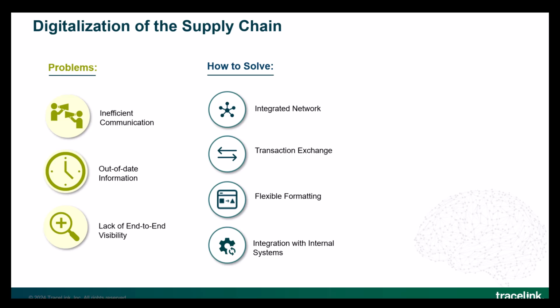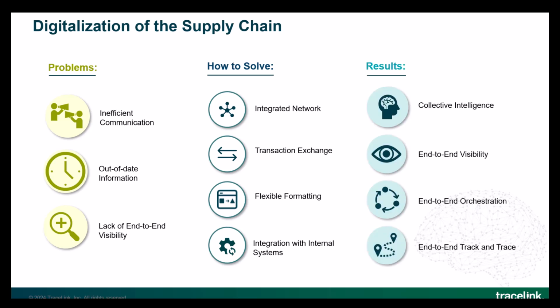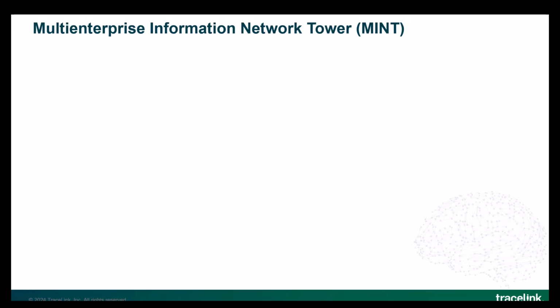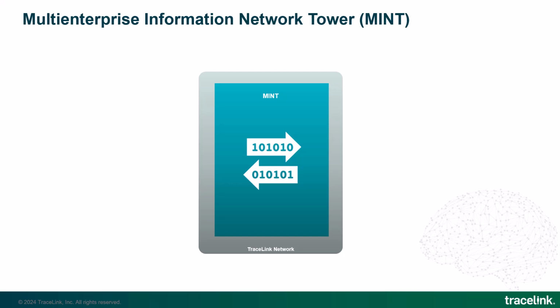By leveraging these key components, you can achieve greater visibility, agility, and efficiency in your supply chain operations, just as we outlined when we started. So let's elaborate on how to solve these problems by taking a look at Multi-Enterprise Information Network Tower, MINT. We already know that the network sets the stage for digitalizing the supply chain, but what else do we need? TraceLink's Multi-Enterprise Information Network Tower solution, or MINT.